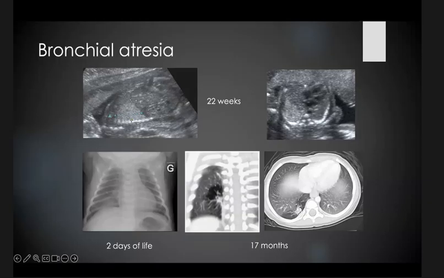So you have another example here of a bronchial atresia with the hyperechogenic part of the lung here on the right side, with slight deviation of the mediastinum to the left. At 2 days of life, you see that the baby has a bit of delay in excretion of the fluid in that part here. And at 17 months old, you see that hyperinflated lung where you can still see the vascular markings. So it's not a cyst, it's an air trapping lesion with the bronchocele filled with fluid.